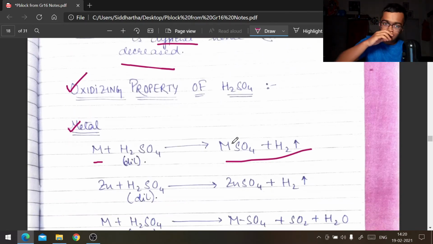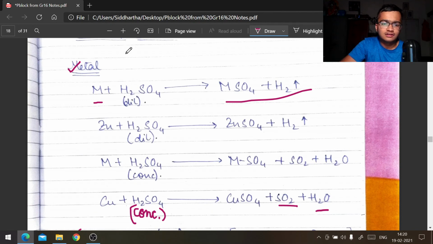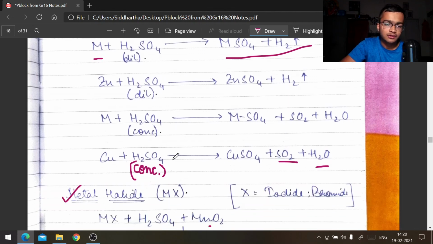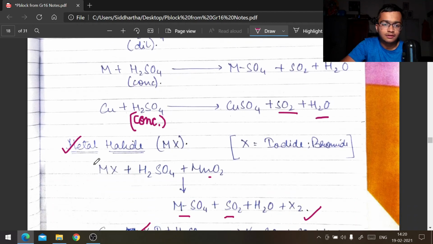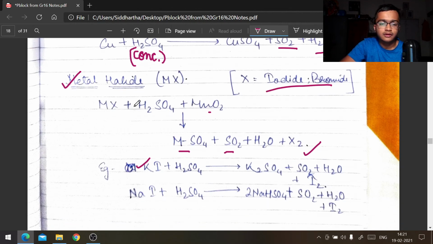Next is the oxidizing property of H2SO4. When you take metal plus dilute H2SO4, ZnSO4 plus H2 is formed. When it is concentrated, you obtain CuSO4 plus H2O plus SO2. Then when this is a metal halide, mind you, it is not fluoride, it is iodide or bromide, it follows a reaction like this.